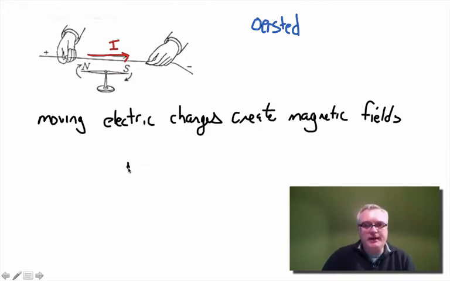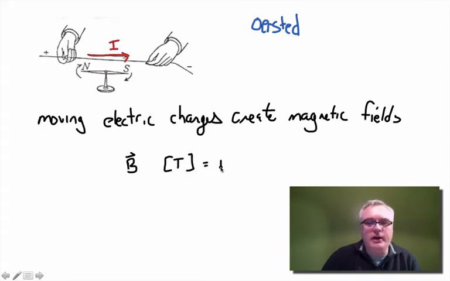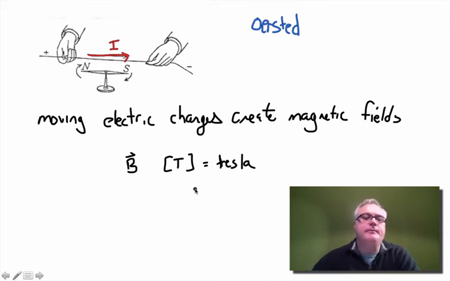The symbol for magnetic field is a B. It's a vector quantity. And the units that we measure magnetic field in are Teslas, which is an uppercase T, which is unfortunate because we also use T for a number of things: period, time, temperature. It's also now the unit for magnetic field strength, which is Tesla.